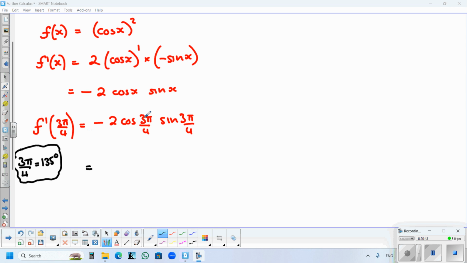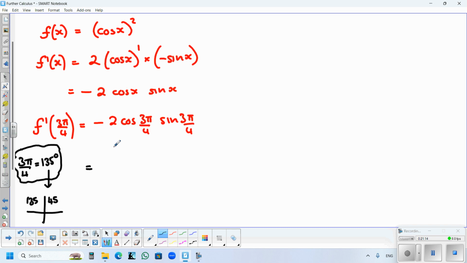Now for this one, 3 pi over 4 is 3 times 180 degrees divided by 4, which turns out to be 135 degrees. Now 135 degrees is one of those angles that could be your exact value, and that's one of the ones that stems from 45 degrees, and it's in quadrant 2. 180 minus 45 is 135. So to evaluate that, we're really looking at cos and sin of 45.